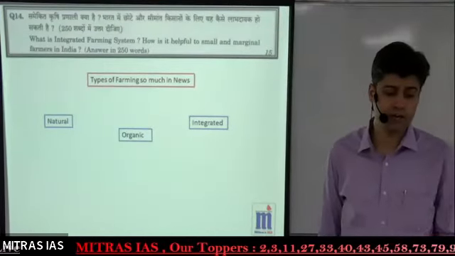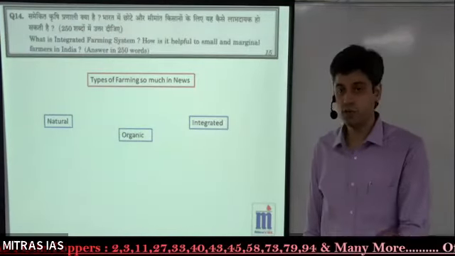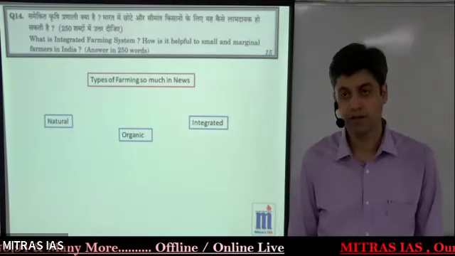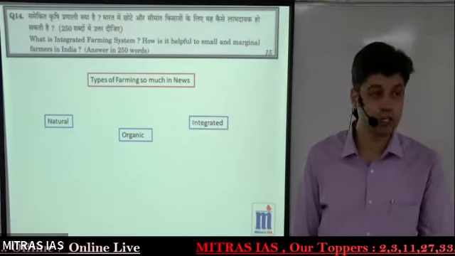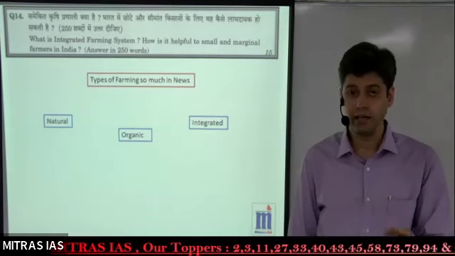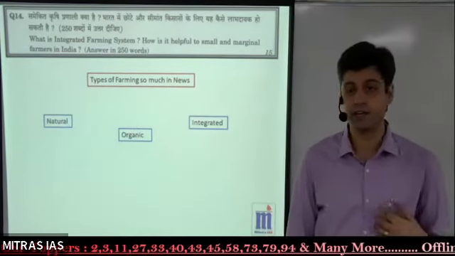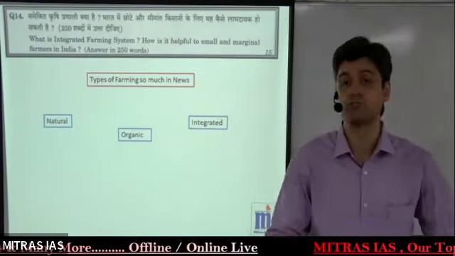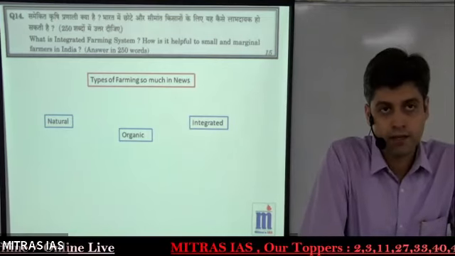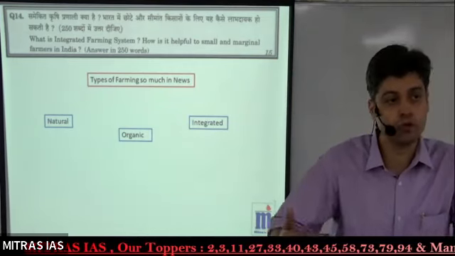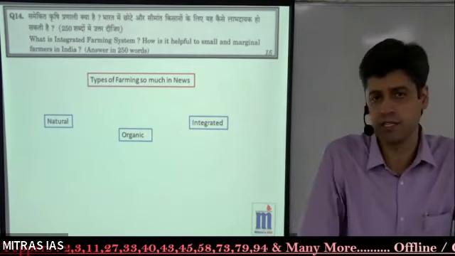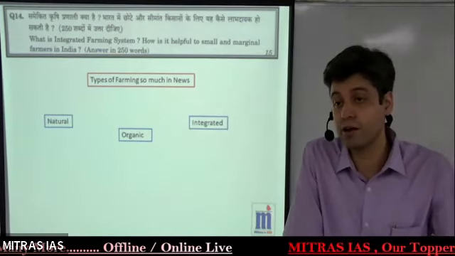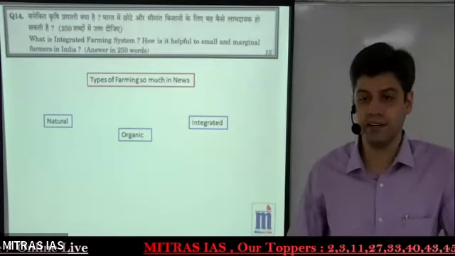So what is an integrated farming system? How is it helpful to small and marginal farmers? Very straightforward. But then why in news? I've not discussed it here, but there were three types of farming consistently being discussed in news. Natural farming: the Prime Minister regularly talked about the importance of natural farming. The Surat model was also one of those discussed. Second, organic. In India, organic farming is there. Also Sri Lanka, when it made its country organic, its production drastically reduced, right? And integrated. A committee was formed by the Prime Minister, including experts, to look into certain dimensions of natural farming, diversification of crops, and so on. That means types of farming are trending today. So they've not asked about natural farming or organic farming, which has been asked in the past. They've gone into integrated farming.